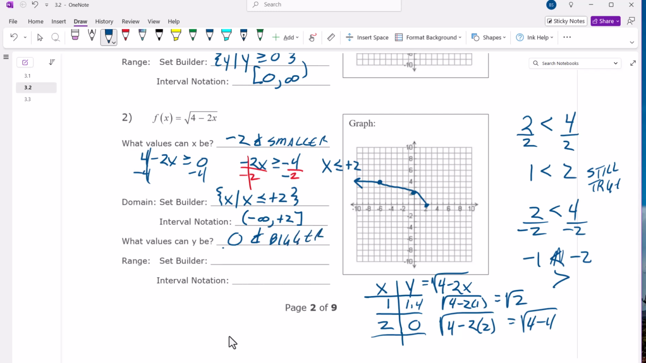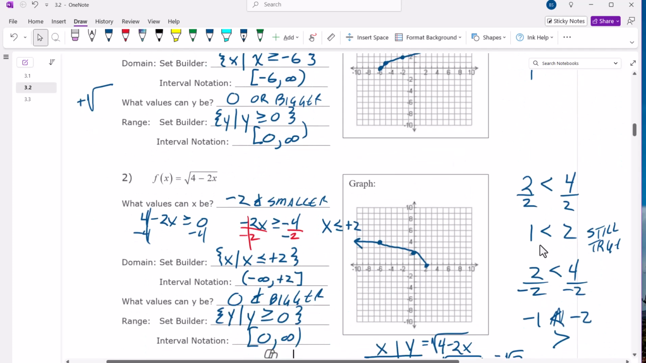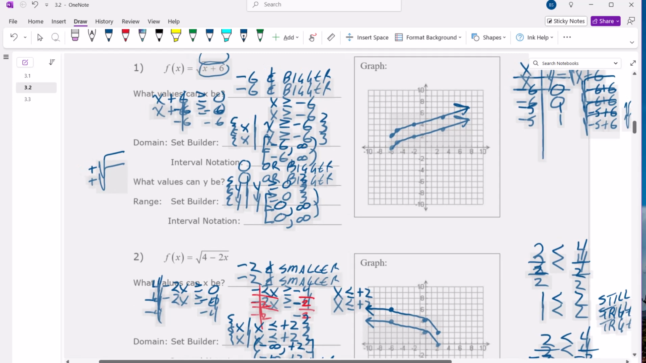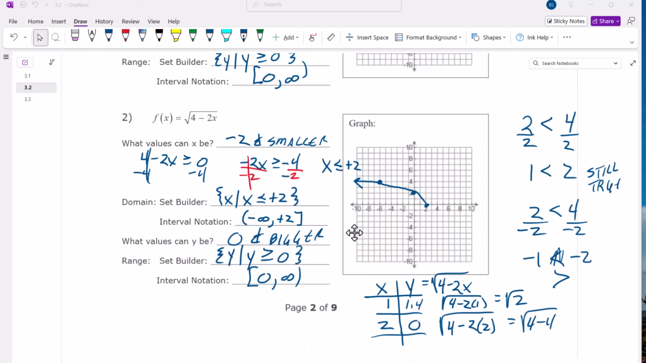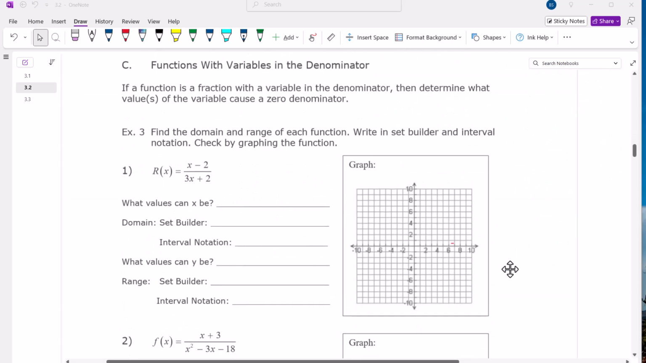Set builder, we're going to say set of y such that y is greater than or equal to 0. Interval notation will be bracket 0 to infinity because we include the 0 like that. So if you're working with a square root function, the domain is really easy. Just set what's underneath the radical greater than or equal to 0.